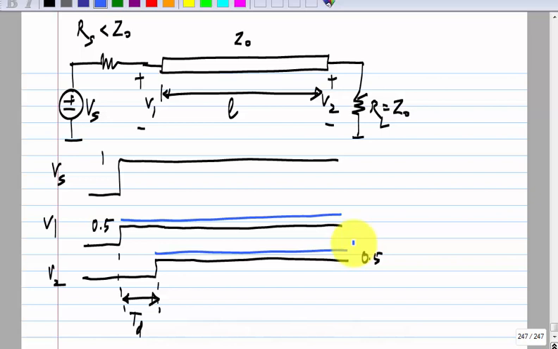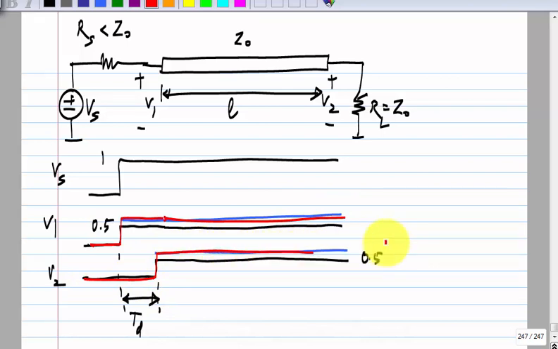What will happen to V1 just immediately after the step is applied? Yeah, V1 will be more than Vs/2. In this case, V1 will jump to some value more than Vs/2. And when it reaches the far end, there will be no reflection. So it will remain like this and it will do that.